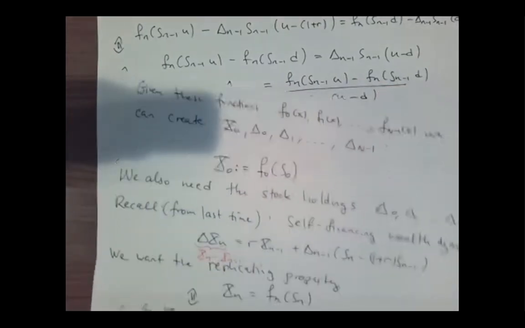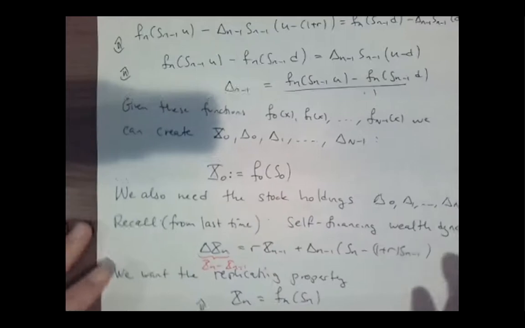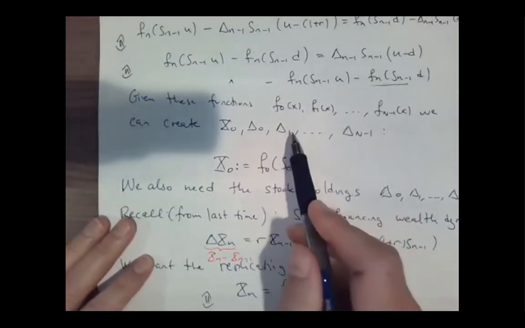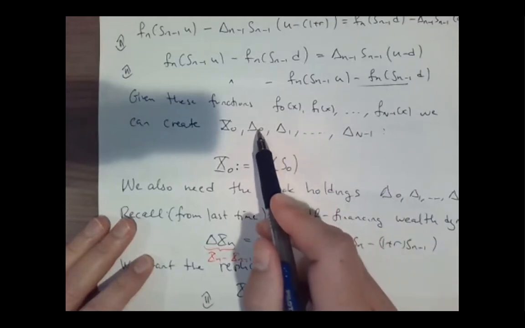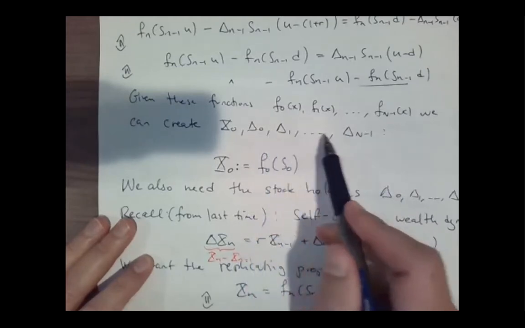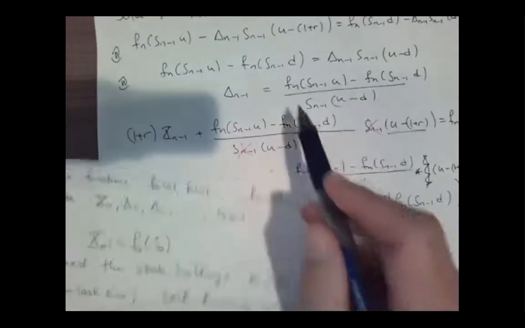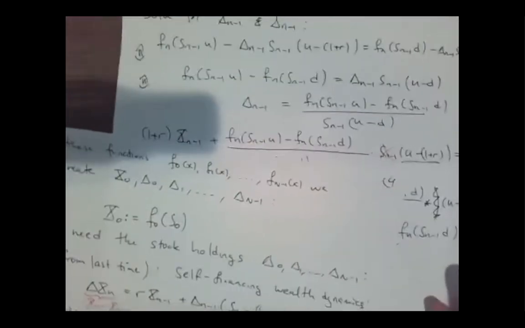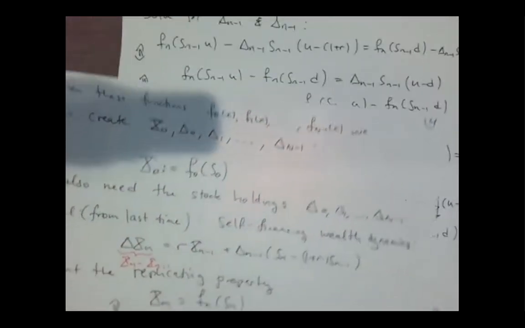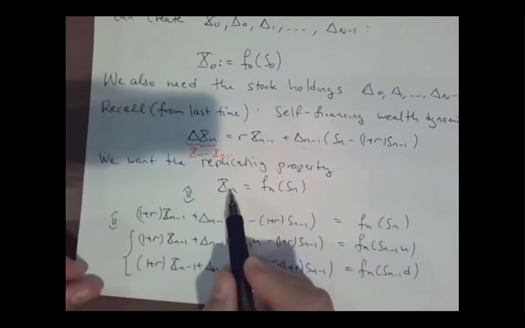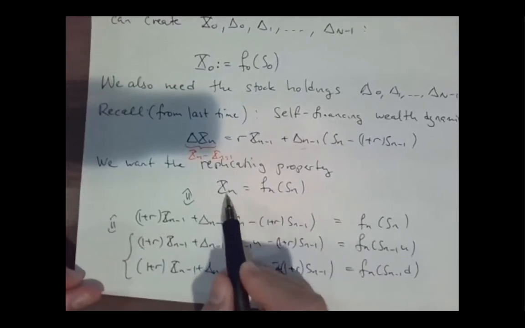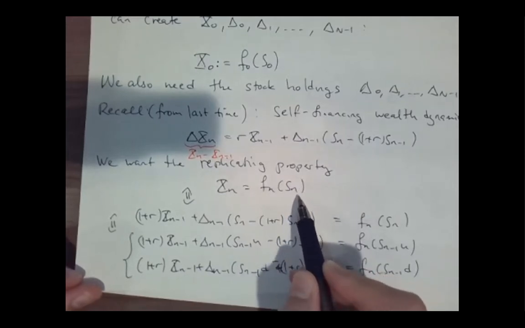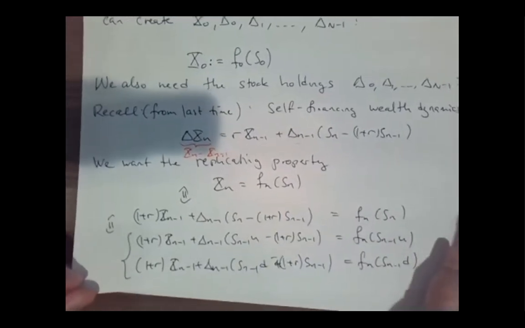So this is how you create the replicating portfolio. You start out, this is your initial wealth, and then you iteratively construct these stock holdings using this formula here. And that's how we do it. And then when you get up to the end, at time capital N, you'll have X capital N equal to F capital N of S capital N. And that's the replicating property that you're looking for.